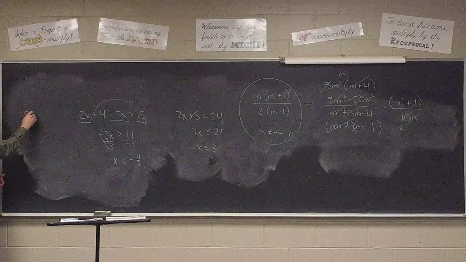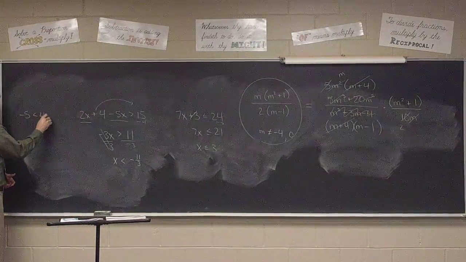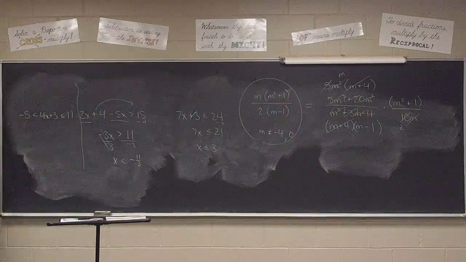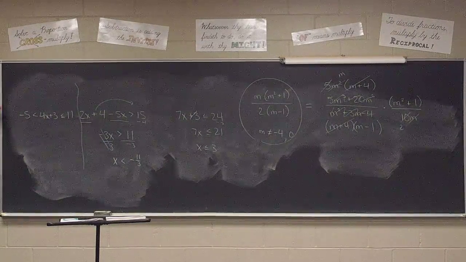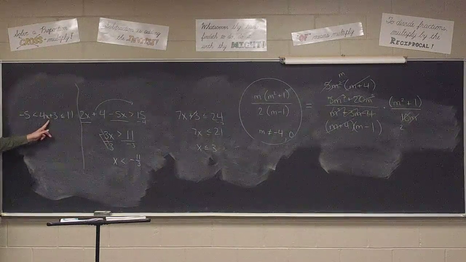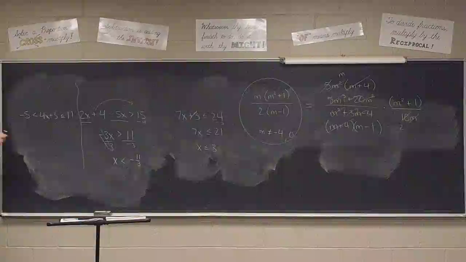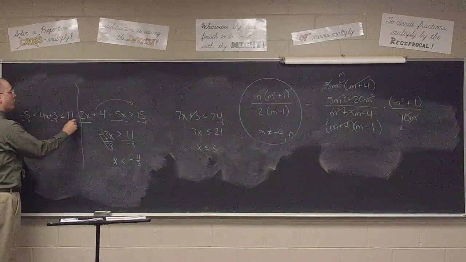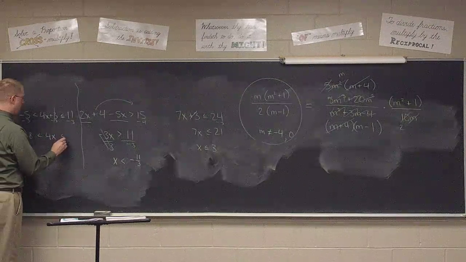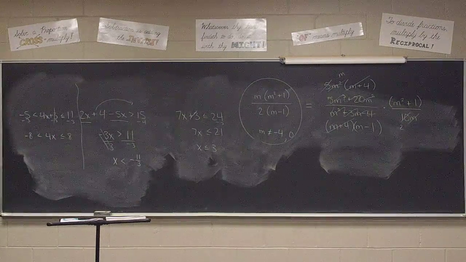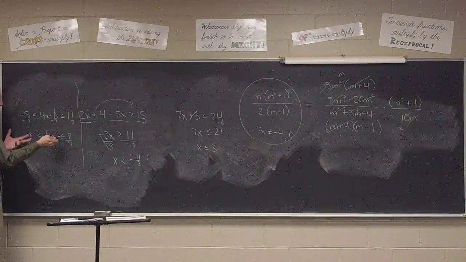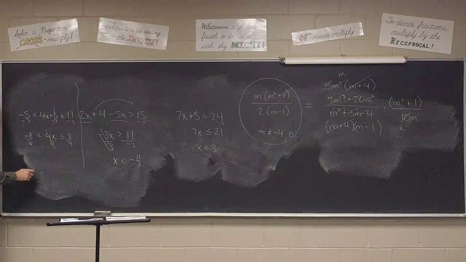If we had something like negative 5 is less than 4x plus 3 is less than or equal to 11. Well, this is called a compound inequality. So again, we want to get x by itself. We need to put a negative 3 everywhere. Remember, it's not so much that you move it over to the other side, but it's more that you put a negative 3 everywhere. And then, of course, we have to divide everything by 4. Again, it's just, instead of only 2 sides, now there's 3 sides. And we end up with what answer here?